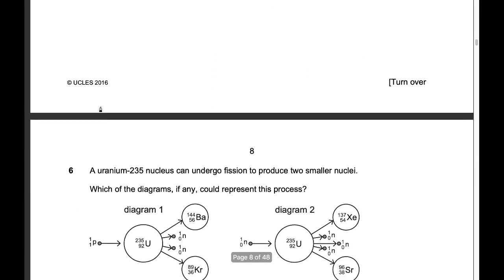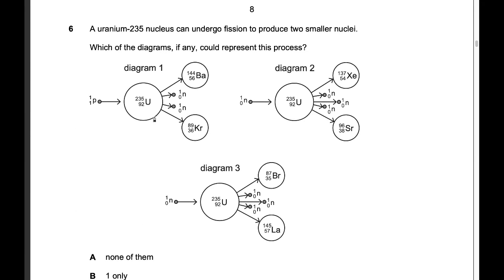Okay, moving on. We've got uranium-235 undergoing fission to produce 2 smaller nuclei. Which of the following diagrams, if any, could represent this process? What they're likely going to expect us to do is sum the mass number and the proton number. Both of those numbers should be conserved. So with these diagrams that have a neutron on both sides, I'm going to cancel a neutron on both sides. You can do that because you know that you're conserving the neutron number.